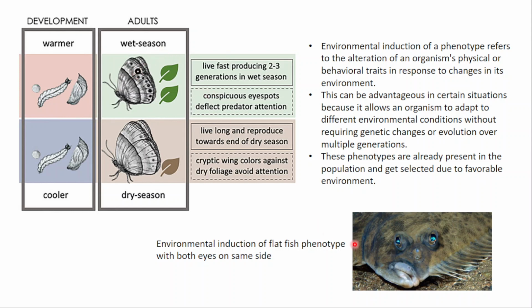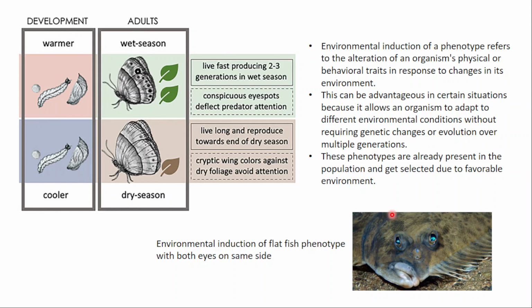So this is the example that we encountered in the lectures also. Environmental induction of flatfish phenotype with both eyes on the same side. So originally the fish had eyes on both sides, one eye on the left side, one eye on the right side. But evolution of this flatfish happened very quickly because some population of this kind of fish was already flat, dwelling at the bottom. So at the bottom you will find more of these fish due to environmental induction, because that environment is fit for such a phenotype, both eyes on its top to avoid its predators. So similarly, this is the concept of environmental induction.